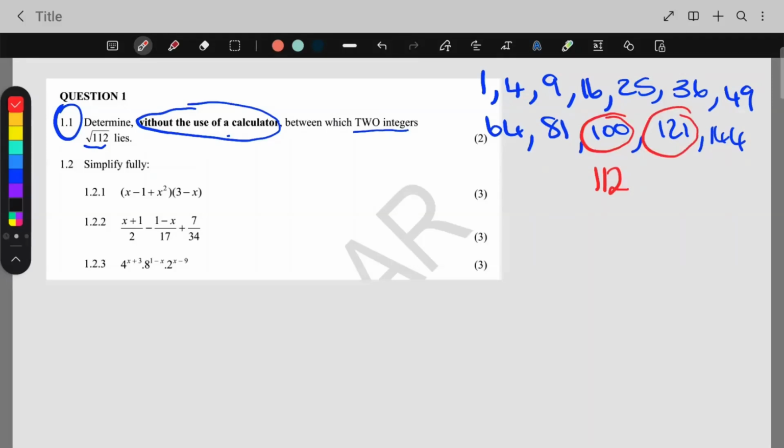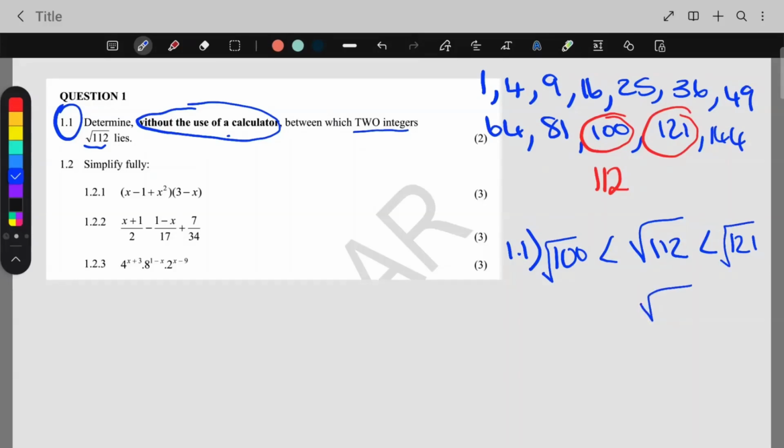So I'm going to write my answer like this. I'm going to say the square root of 112 lies between 100 and 121. But now I'm going to add roots on both sides as well. Then I'm going to say the square root of 112 lies between. Now I'm going to ask myself, what is the square root of 100? So the answer is 10.